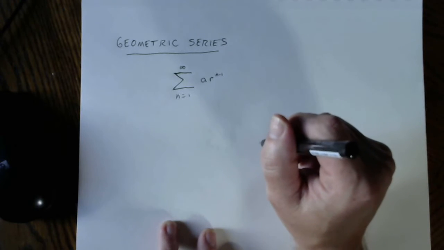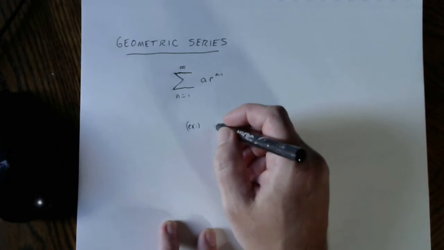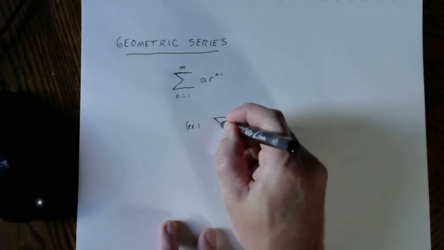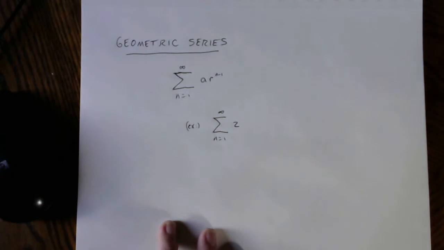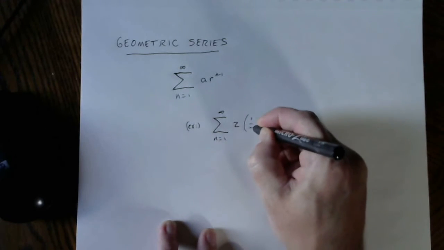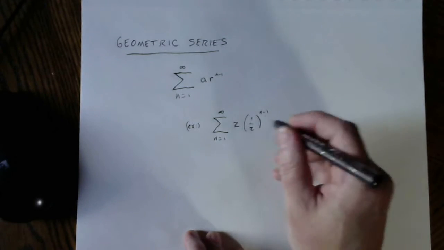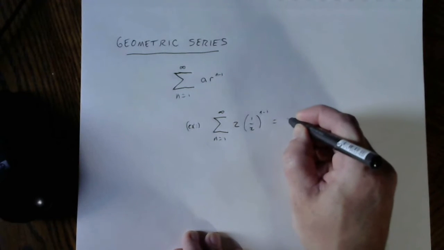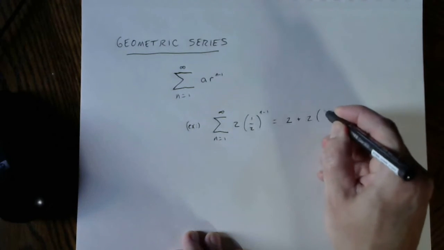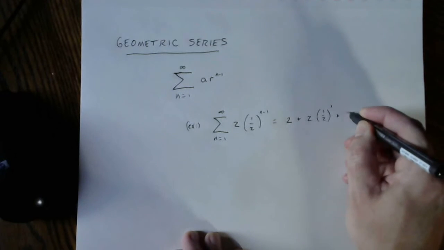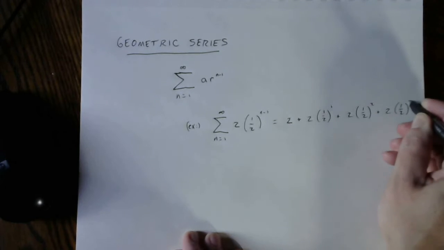So let's see an example of what one might look like. Let's make one up. In this case, A is 2, and I'll have my R as a half, and that's to the n minus 1. If I were to expand this just a bit, I'd have 2 times 1 half to the 0, which is 1, 2 times 1 half to the 1, 2 times 1 half squared, 2 times 1 half cubed, etc.